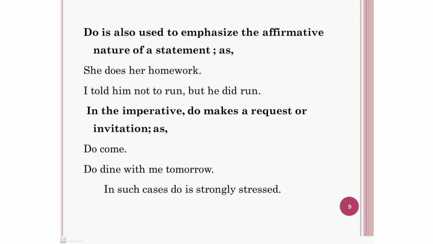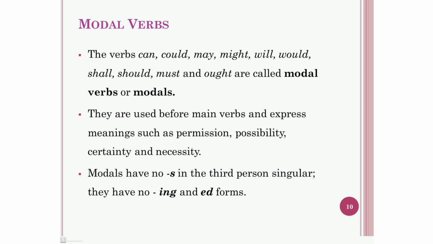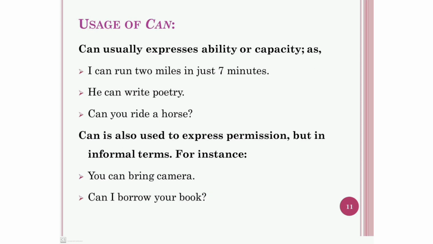Moving toward modal verbs, do you know what are modal verbs? The verbs can, could, may, might, will, would, shall, should, must, and ought are called modal verbs or modals. These verbs are used before main verbs and express meanings such as permission, possibility, certainty, and necessity. Modals have no S. The way you all know that the main verbs have S forms and ES forms and ING forms and ED forms, but modal verbs have no such forms.